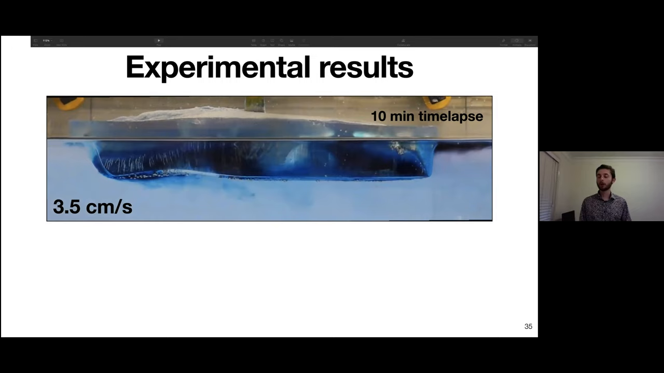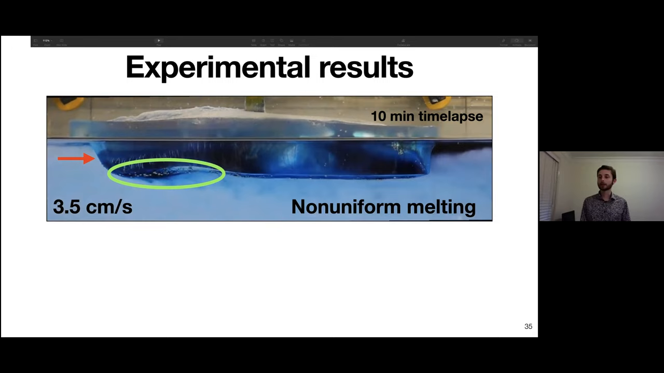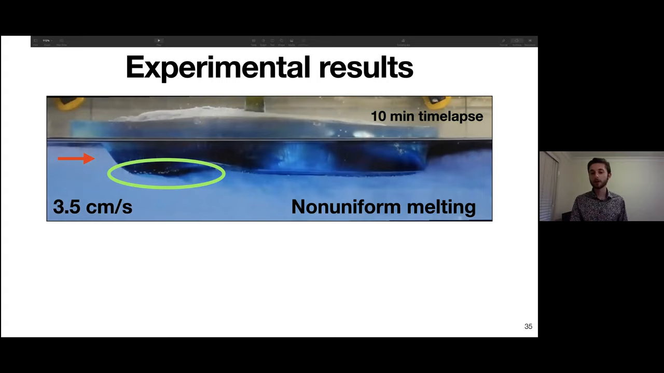It melts three times faster off the front than it does off the other sides. And within each face, the melting is itself very non-uniform. So there was a pronounced hot spot behind the front on the bottom, right? None of this was predicted by the previous models, right?